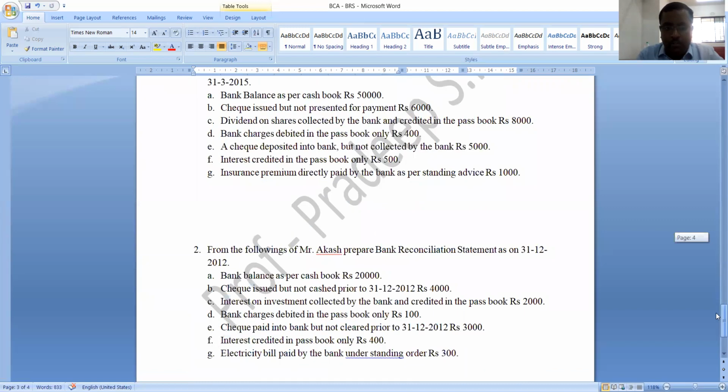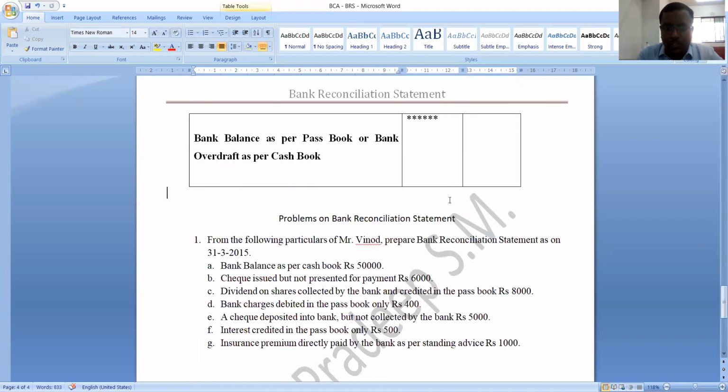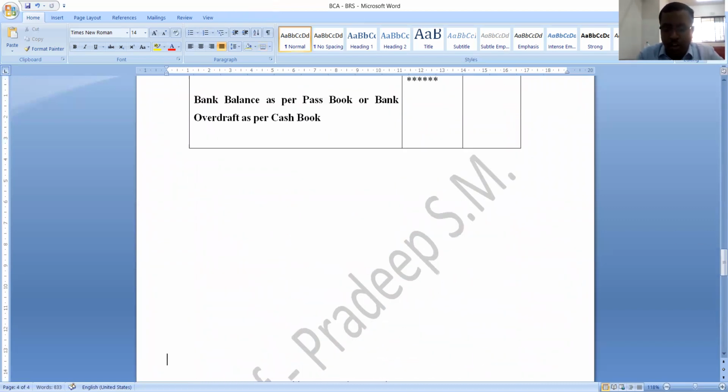Just a minute, I will show you what the effect of debit and credit is in the cash book and passbook. See here. Debit in the cash book means balance increases. Balance increases. Okay. Next one.